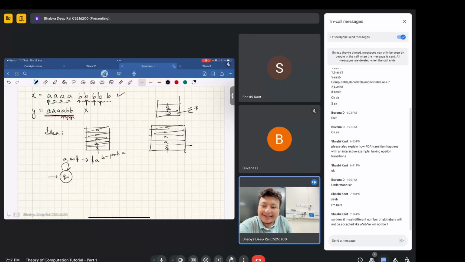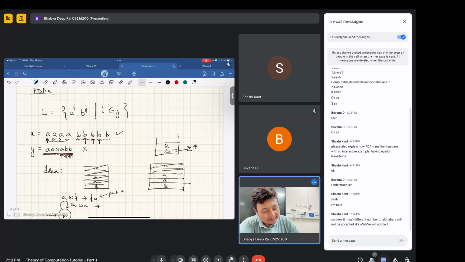As long as I see an A, I'm good, right? So another possibility is I see an A in the input. Then I see a W, meaning some string on the stack, followed by A. So A is on top of the stack. This is what it means.